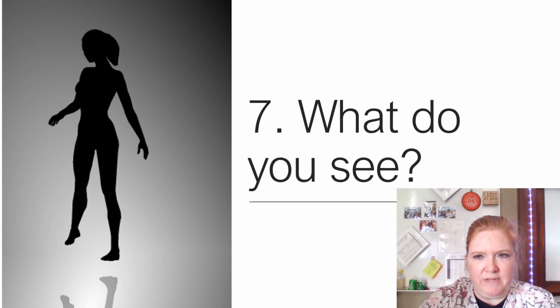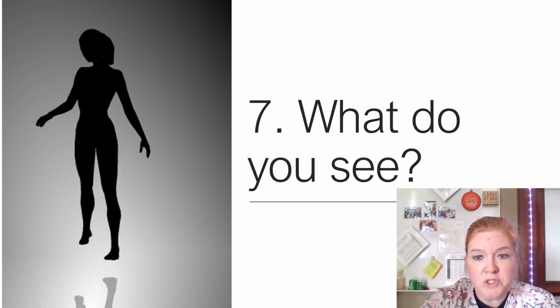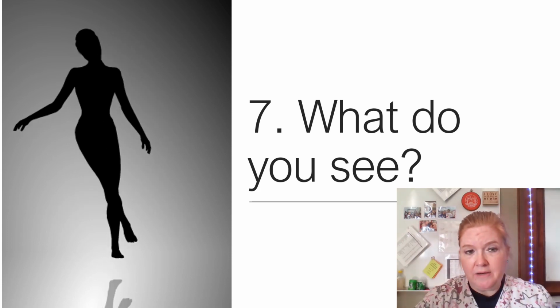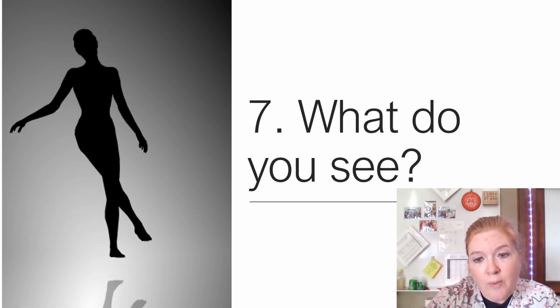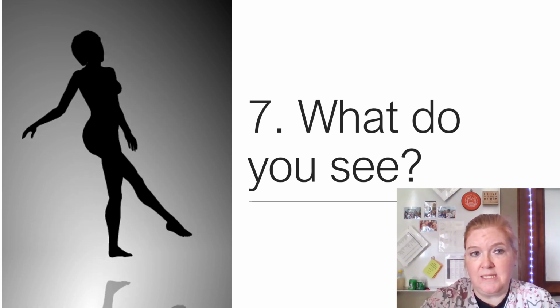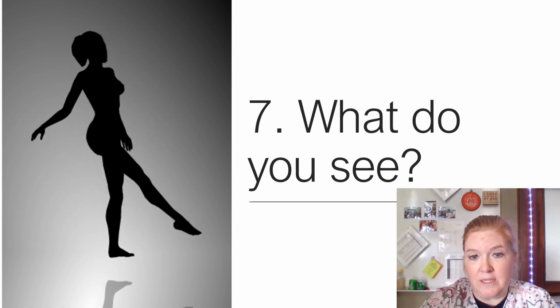So for number 7, what you're writing down is, in what direction is this dancer spinning? So write it down on this paper. She's spinning clockwise, she's spinning counterclockwise. Which way is this dancer spinning? Write down your answer.